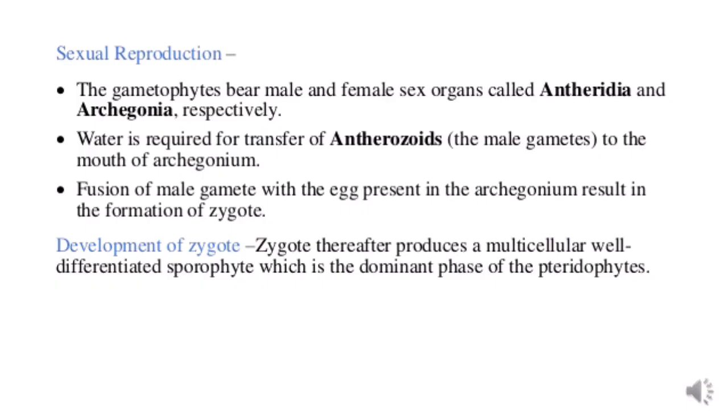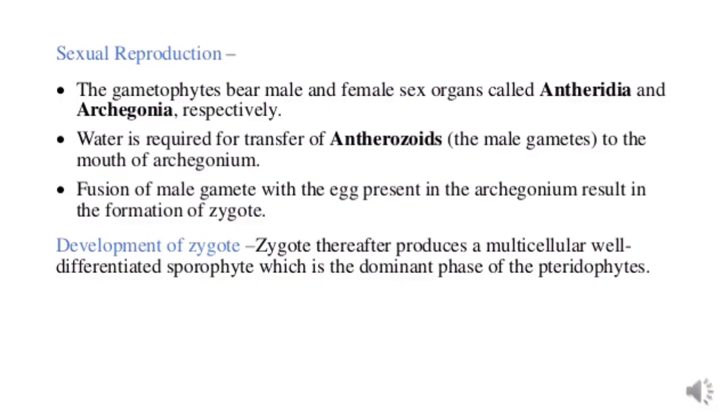Sexual reproduction. The gametophytes bear male and female sex organs called antheridia and archegonia respectively. Water is required for transfer of antherozoids, the male gametes, to the mouth of the archegonium. Fusion of the male gamete with the egg present in the archegonium results in the formation of the zygote.